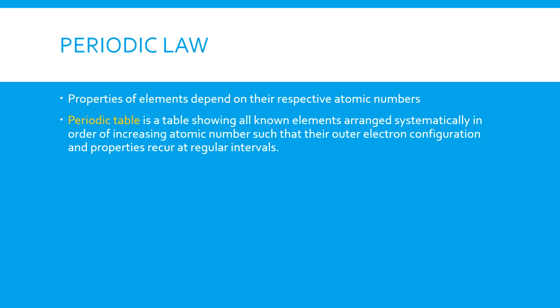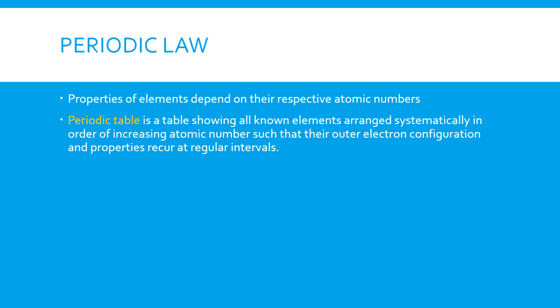So the periodic law gave birth to the periodic table, which was brought up by a Russian chemist, Dmitry Mendeleev. He brought about the modern periodic table. So what then is a periodic table? You've been hearing of the periodic table since JHS. It's basically a table that shows all the elements arranged systematically in order of increasing atomic number such that their outer electron configuration and properties reoccur at regular intervals.